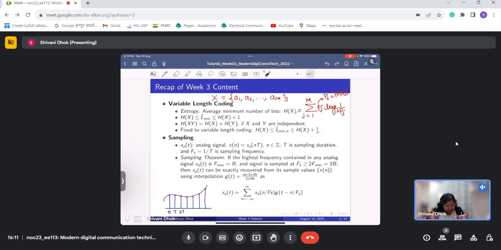So that reconstruction should be done possibly, and this reconstruction is possible only when the sampling frequency is greater than or equal to twice the maximum frequency which is present in that signal. That is, if this analog signal x(t) has a maximum frequency of f max, then the sampling frequency should be at least 2 times f max. If it is greater than that, it's okay.